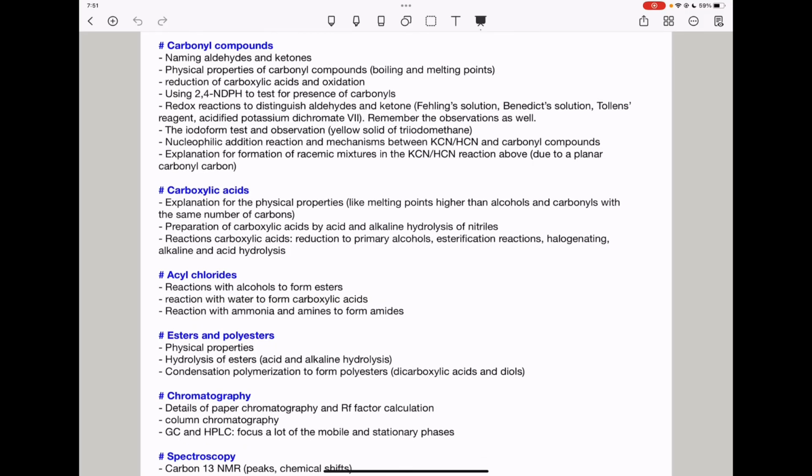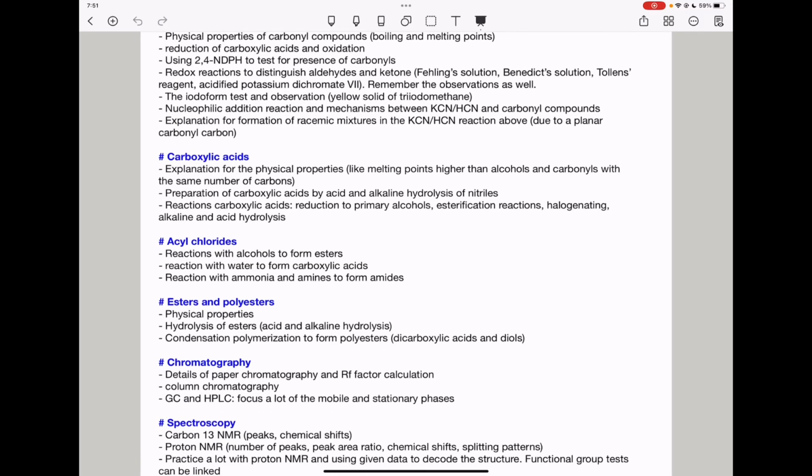Next, they could ask reactions about acyl chlorides. This could come as well. Remember, reactions with alcohols to form esters. Acyl chlorides form esters, however, there is HCl that is produced, which could be toxic. So sometimes they ask you to compare formation of esters through reaction between alcohols and acyl chlorides, as well as formation of esters through a reaction between carboxylic acids and alcohols. So you need to know that, the advantages as well as the disadvantages of each method. They can ask you about reactions with ammonia and amines to form amides.